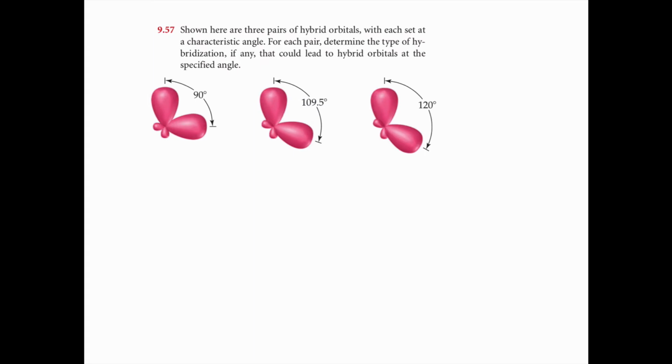Shown here are 3 pairs of hybrid orbitals, with each set at a characteristic angle. For each pair, determine the hybridization, if any, that could lead to hybrid orbitals at the specific angle. So guys, this is the way we figure out what the hybridization of the molecule is. We look at the geometry. So if you have a 109.5 degree bond angle, you're talking about a tetrahedral geometry, and that indicates sp3 hybridization.